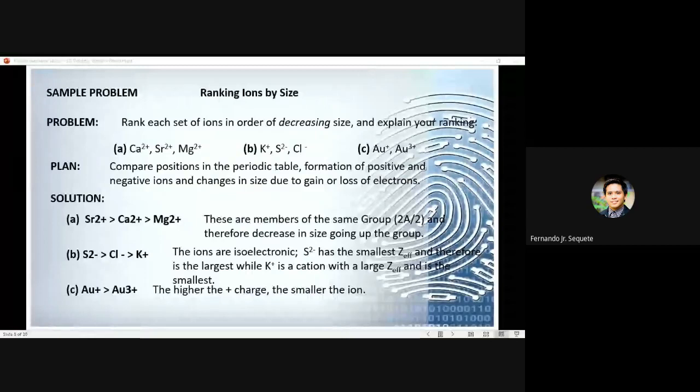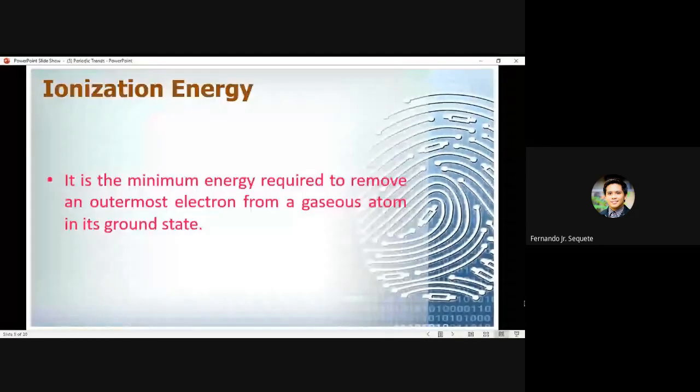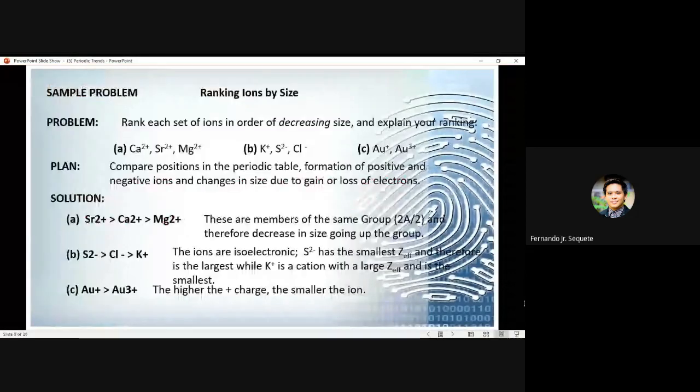Isang grupo sana, ata. Tingnan natin to sa ating periodic table. Hindi magiging same group ito kasi yung potassium is a metal and then your sulfur here is a non-metal and then chlorine is also non-metal. Okay. Meaning to say they are not in the same group, no?